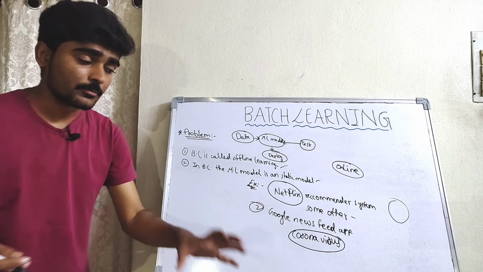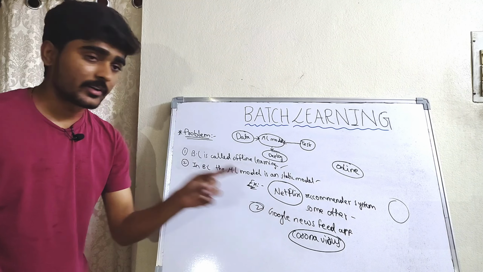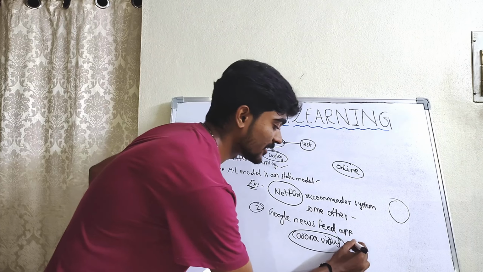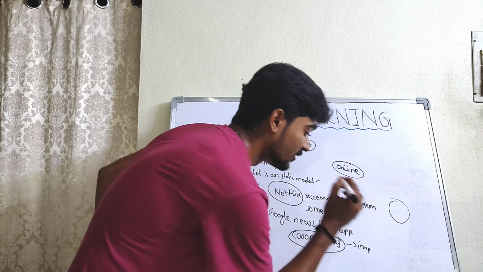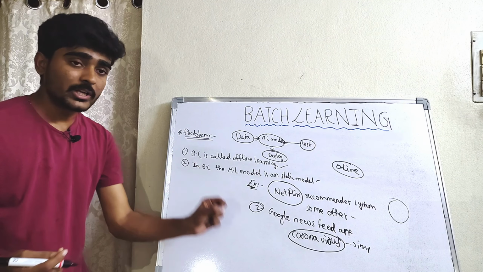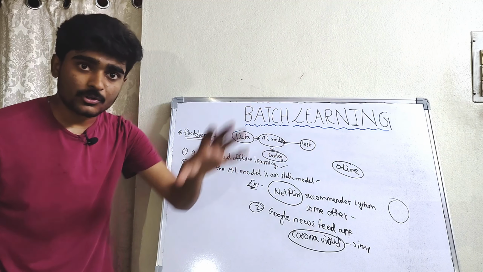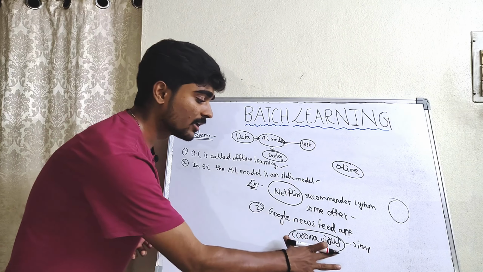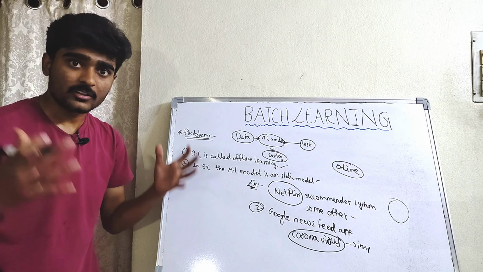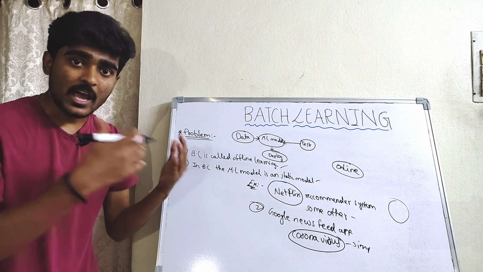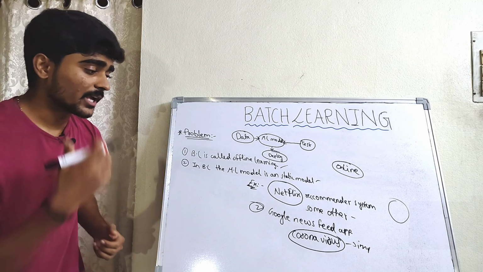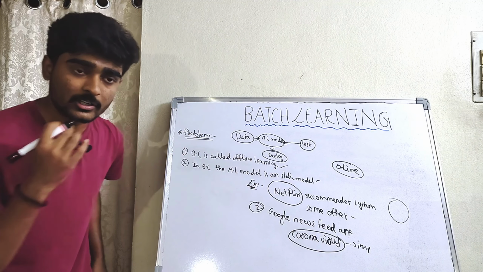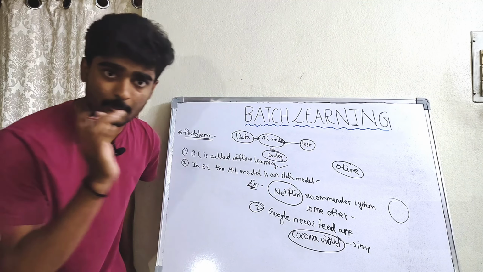Let's say new news has come, that is coronavirus. Now this coronavirus is an important news, but this news is displayed only when we take our Google newsfeed model offline and retrain it on the coronavirus news, that newly added news, and again bring it online. Until then this news is not displayed on the Google newsfeed app, right?